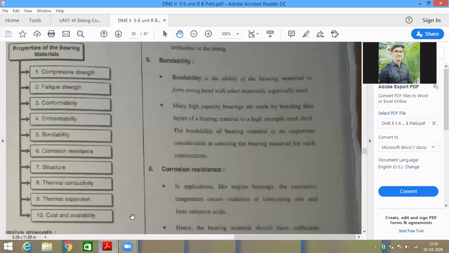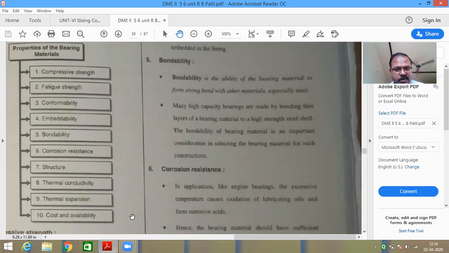First important property is compressive strength. Due to the action of radial forces, compressive stresses are induced in the bearing material, and therefore we have to select the bearing material which is capable of taking compressive loads.